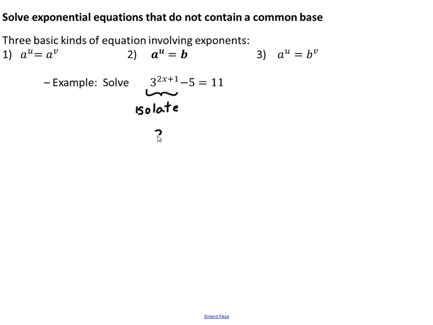So we're going to get 3 raised to the 2x plus 1 equals 11 plus 5, that's 16. So this is definitely of this second type. All right, so what do we do? Well, again, we want to get an exact form for our logarithm. And so for the exact form, we're going to use the same trick that we just used before. That is, let's take the natural logarithm of both sides of the equation.